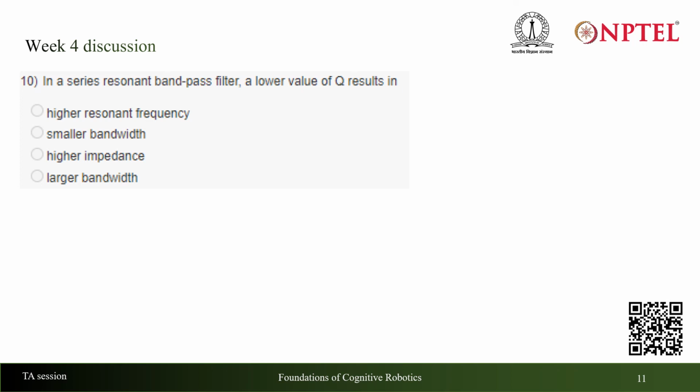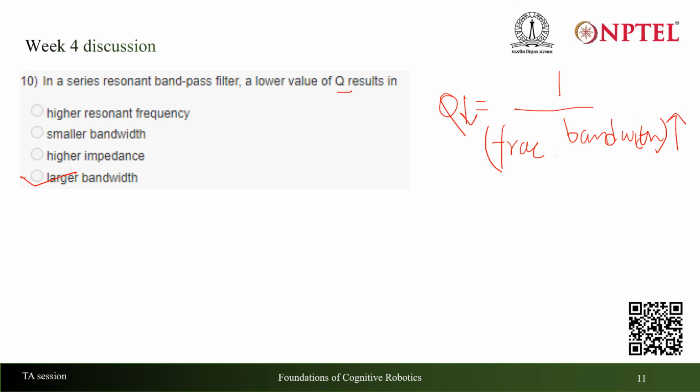Coming to the final question of today's tutorial session, question 10. In a series resonant bandpass filter, a lower Q value results in higher resonant frequency, smaller bandwidth, higher impedance, or a larger bandwidth. The Q factor is known as the quality factor and is basically the reciprocal of fractional bandwidth. So if Q is low, it means the fractional bandwidth is high and hence the answer is larger bandwidth. The Q factor is a measure of how underdamped an oscillator or a signal is. The right answer for this question is option D.